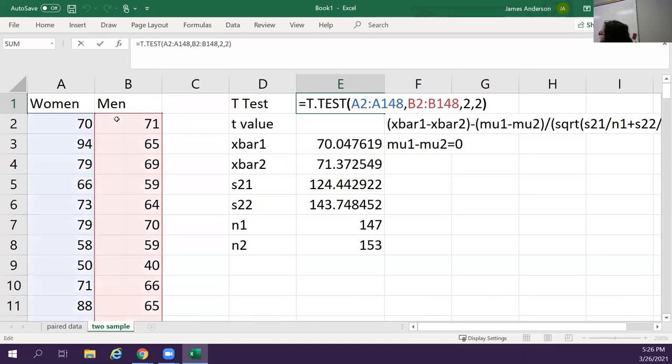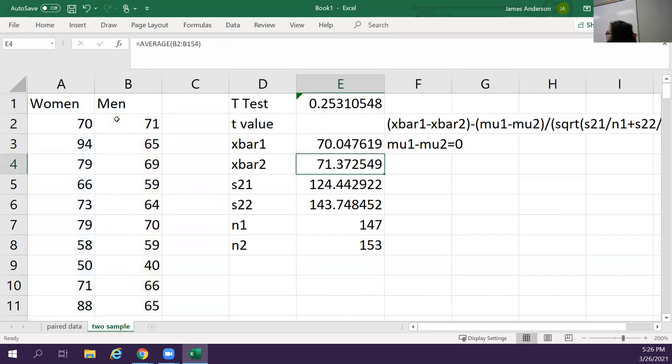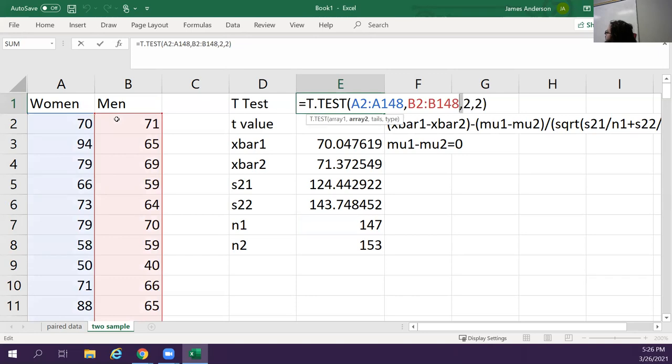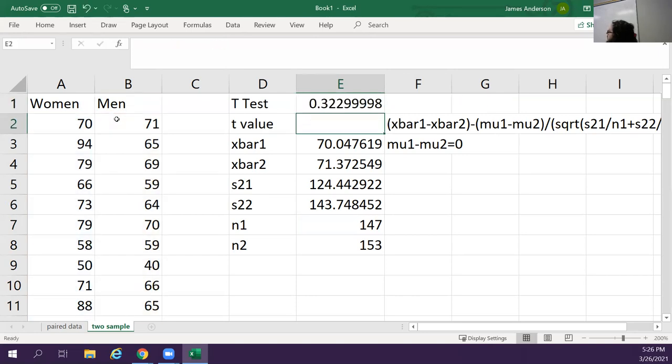Oh, I have a different range on that one. Just realized, 154. There we go. So I have all my stuff, and I'm going to go ahead and break this down into two parts.